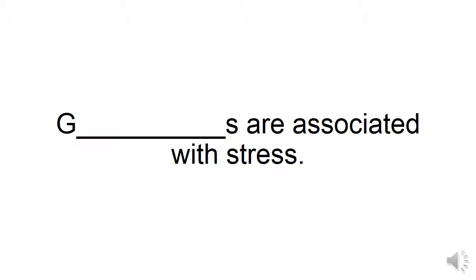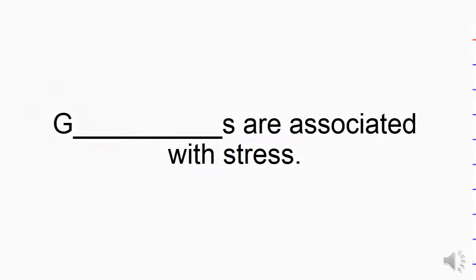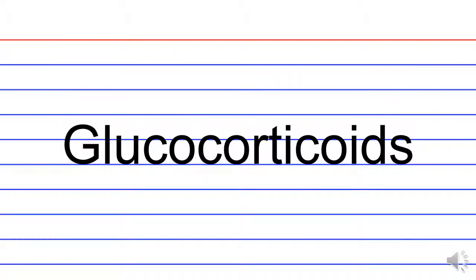G-S are associated with stress. So these are some type of chemical or molecule, I should say, that are associated with stress. That would be glucocorticoids, and they're a type of steroid compound.